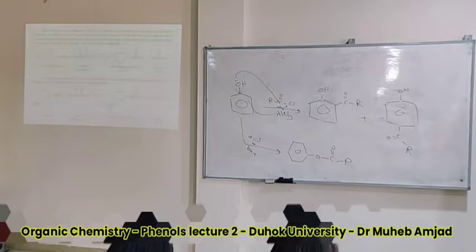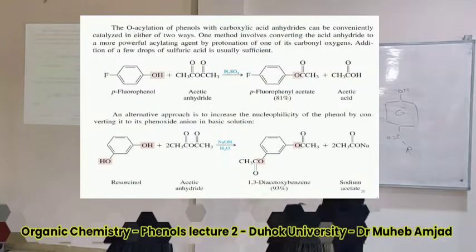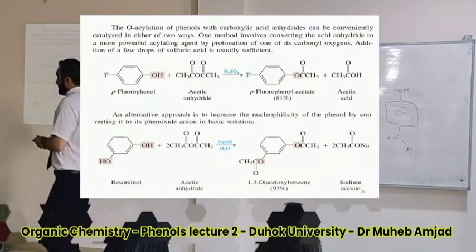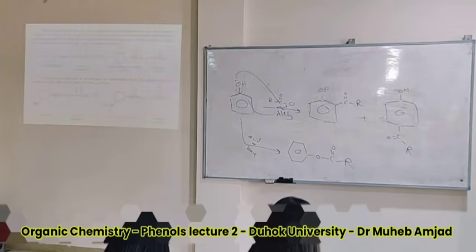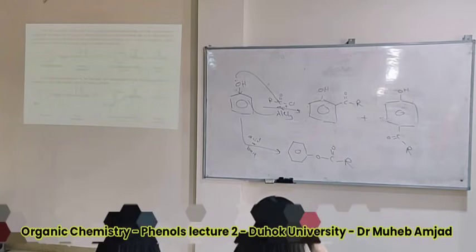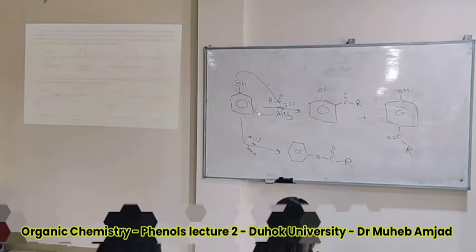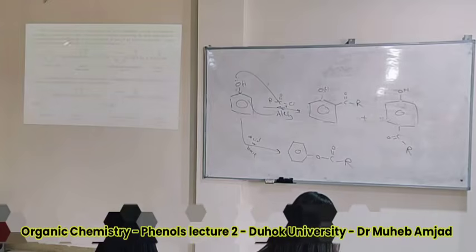Any acid. Strongest, this H2SO4. So, the catalyst that can be used for the acylation on the oxygen of the phenol will be acid or base. How will it work, the acid or base? This acid and this base.